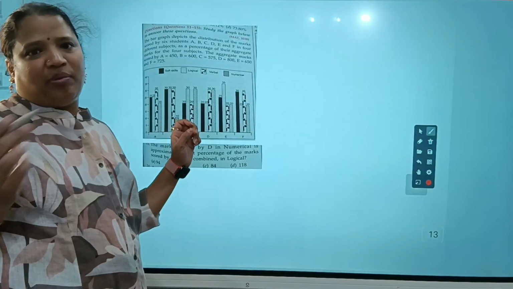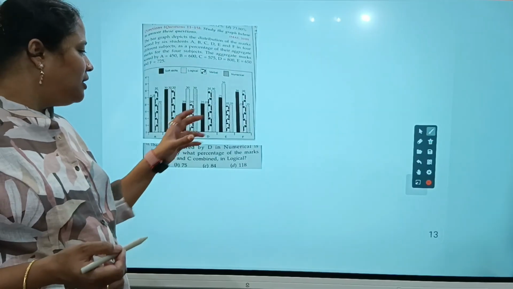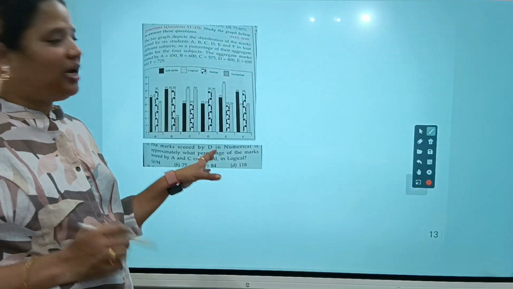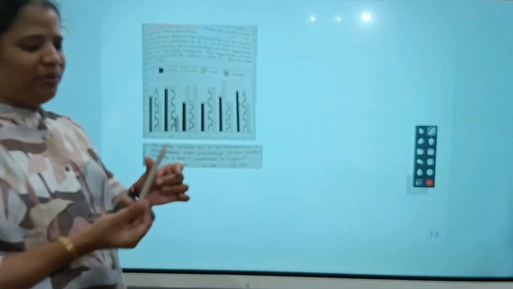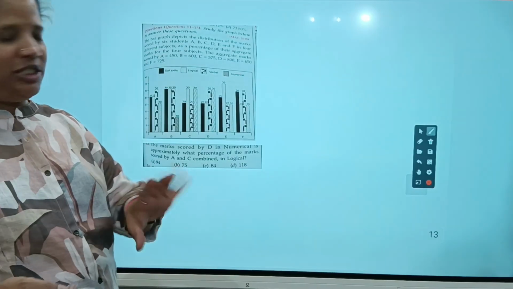I am unable to write properly with this pen. Guys, hope you understand. Some letters I am unable to write properly because I have to bend at the same time. The pen is also not properly working. So you try to understand the digits, please.